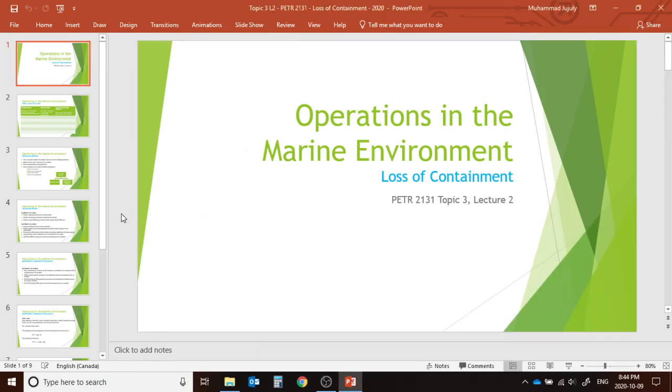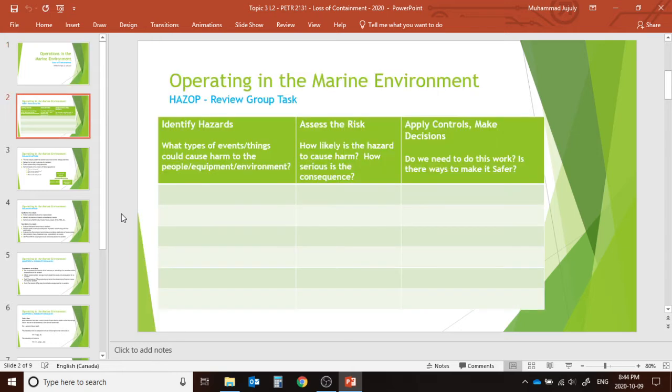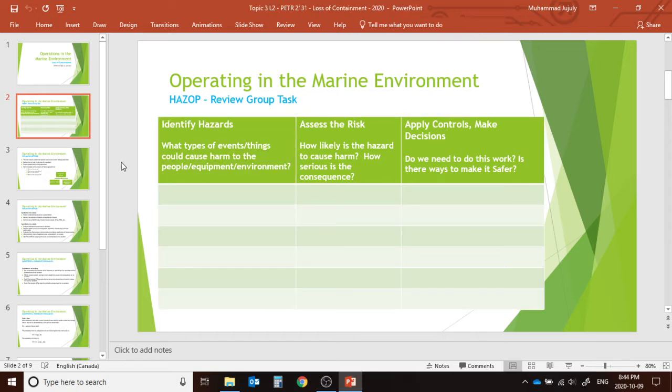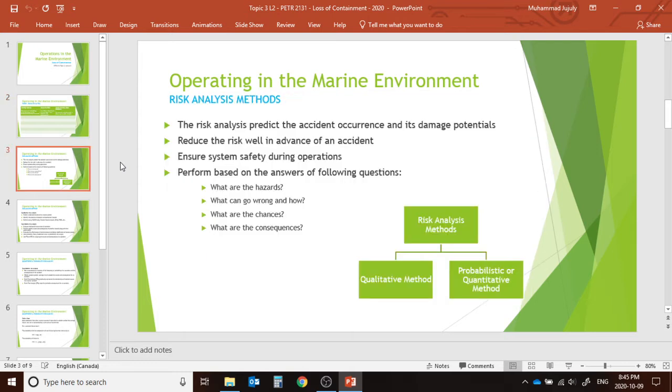Hello everyone, welcome to the second lecture of the topic, the loss of containment. Starting with the risk matrix, the hazard matrix. As I said, we'll continue doing that in the live lecture, so remind me at the live lecture. Now, we're actually talking about hazard identification.